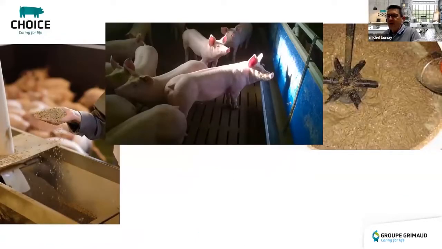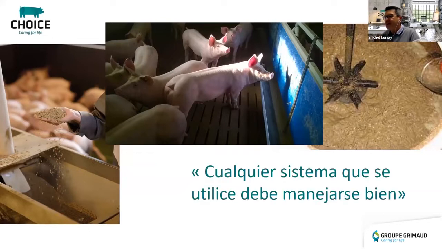So I think mostly dry feeding is used, but we can see, especially in Europe, an increase of the liquid feeding, and it's important to know how to well manage it. And my phrase of the day is: whatever you use, you have to well manage it.